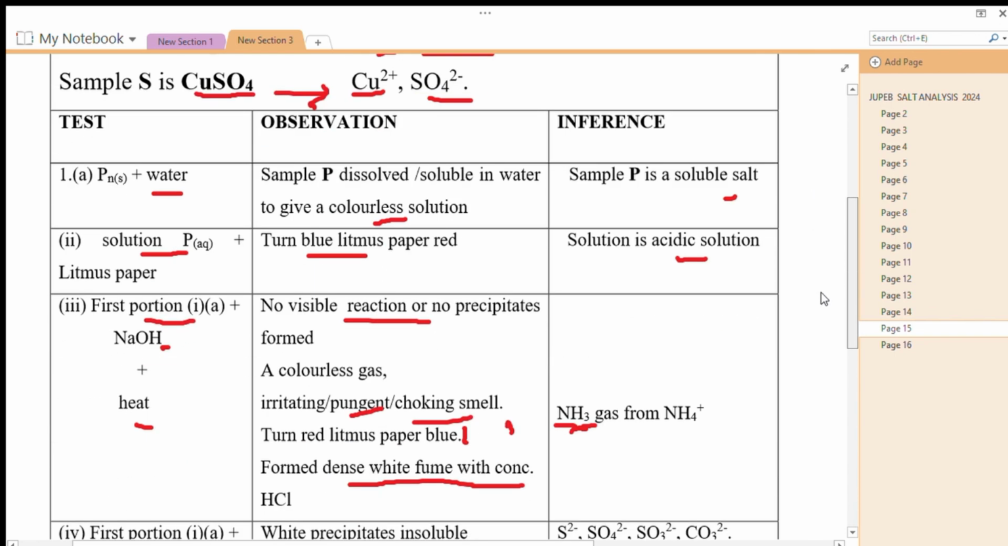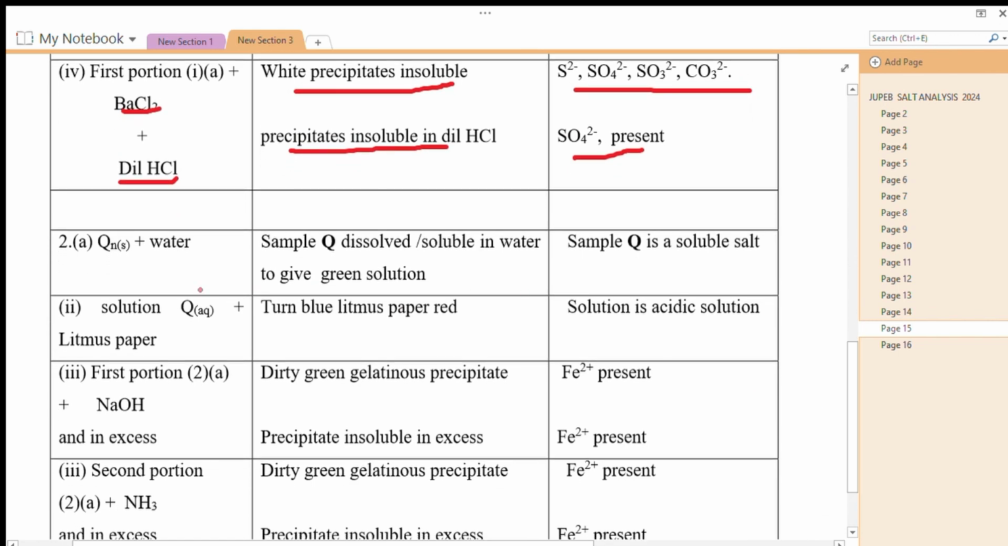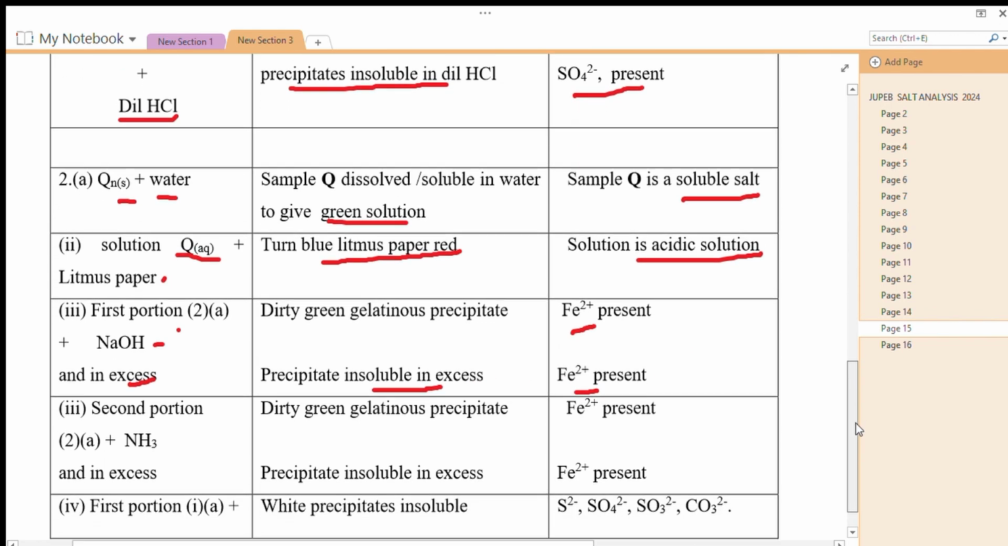So let's move to sample Q quickly. Sample Q is number 2. For solid sample Q, if you add in water, it simply dissolves to give you a green solution, and it's also a soluble salt. When you take the solution of sample Q and you add litmus paper to it, it turns blue litmus paper red. The solution is also acidic. When you take a portion of the solution and add sodium hydroxide, it will give you a dirty green gelatinous precipitate, which shows that Fe2+ is present. And when you add it in excess, you get the same precipitate, insoluble. Also shows that Fe2+ is present.